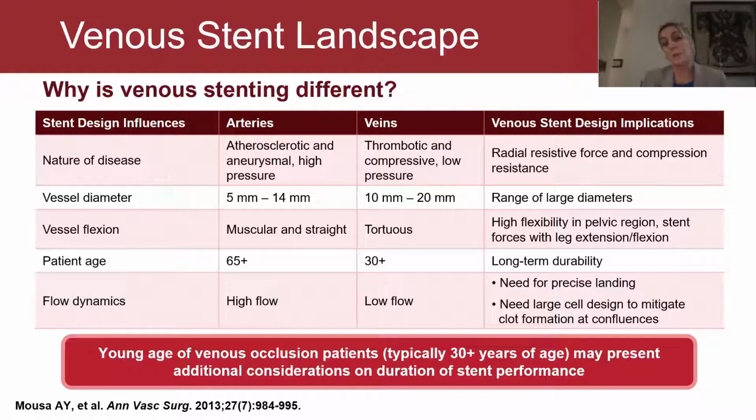And lastly, flow mechanics come into play. So the high flow in arterial system actually is somewhat protective against imperfections. When you have a low flow state in venous disease and you combine it with any residual disease above or below your stent or any imperfection in your technique, you have a vastly higher rate of stent occlusion. So you have a significant need for the ability to deliver a stent that you can land precisely and predictably every time.